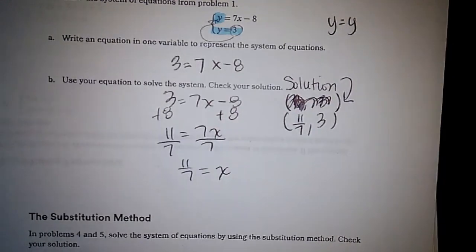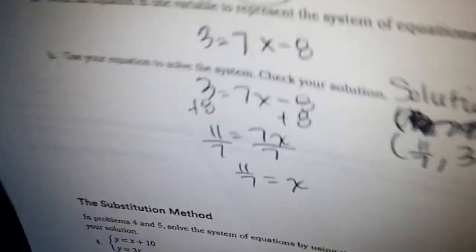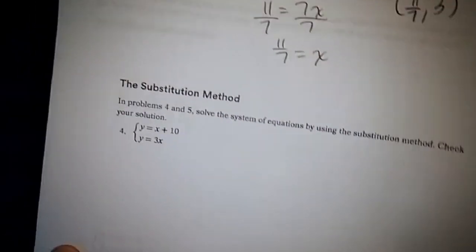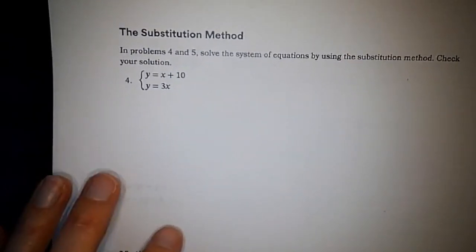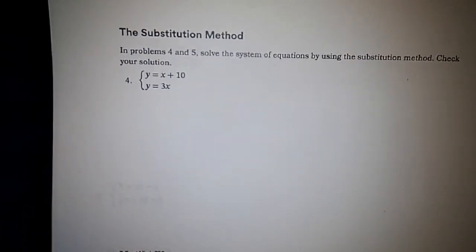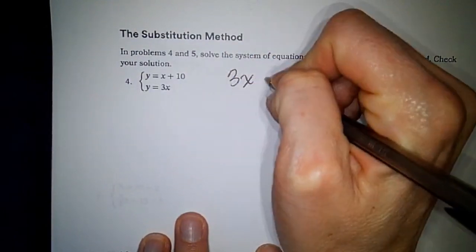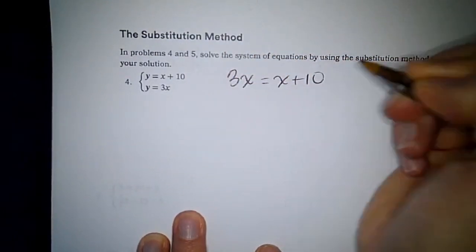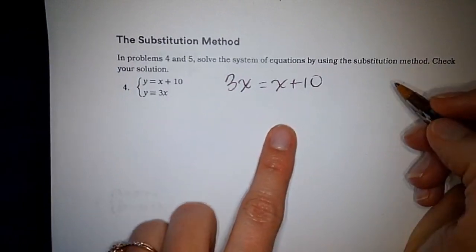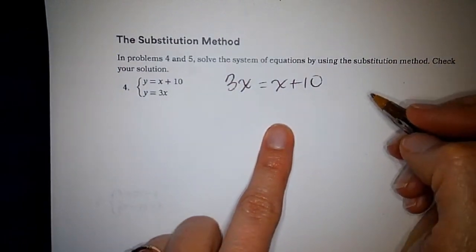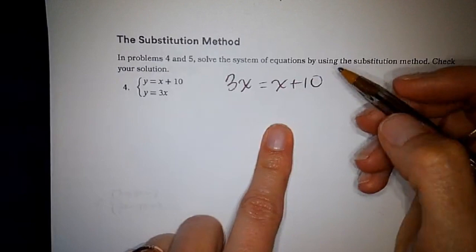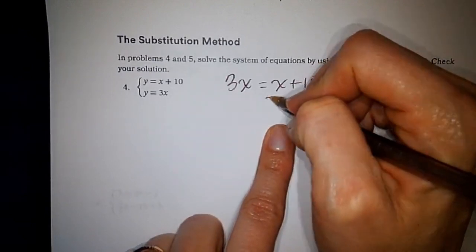Okay, let's look at the first one. The first one says that we have y equals x plus 10 and y equals 3x. So if y equals this and y equals this, that means that both of them should equal each other. So you can set up the equation just like this. 3x equals x plus 10. Now, what we're going to do is solve for the value of x. Just like we were solving two-step equations, subtract x from both sides. 2 times x equals 10.